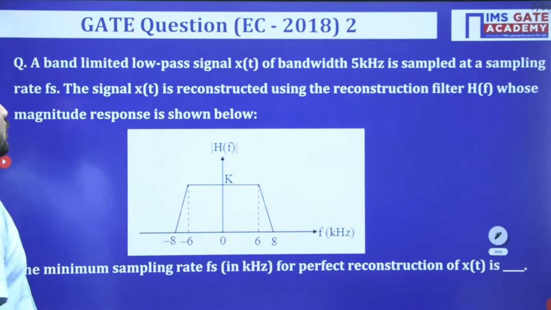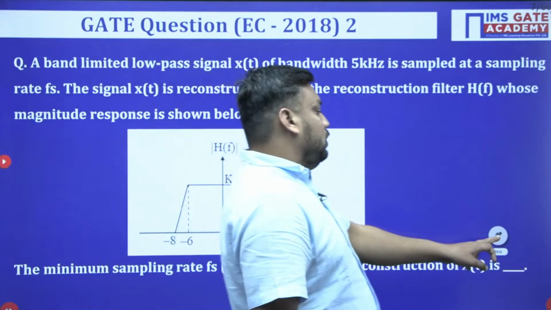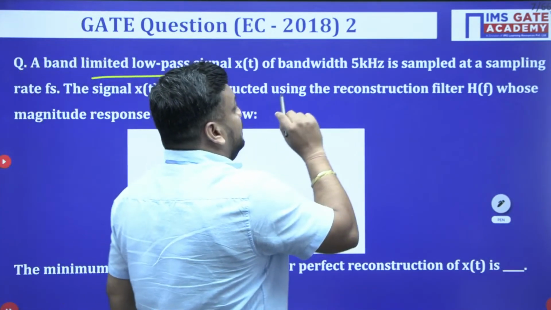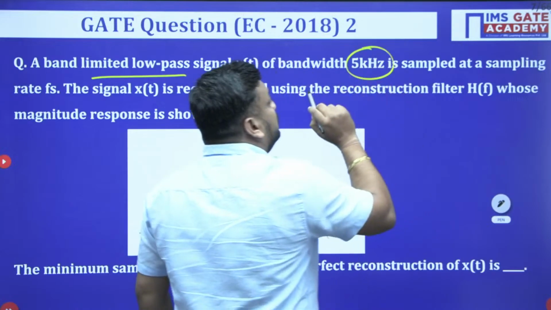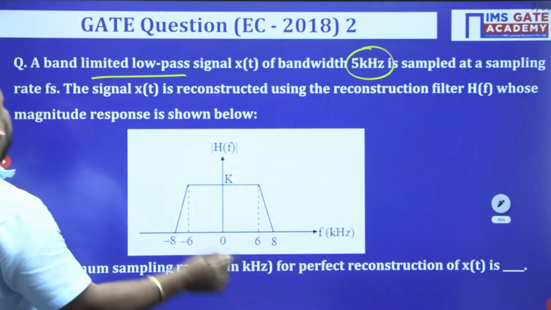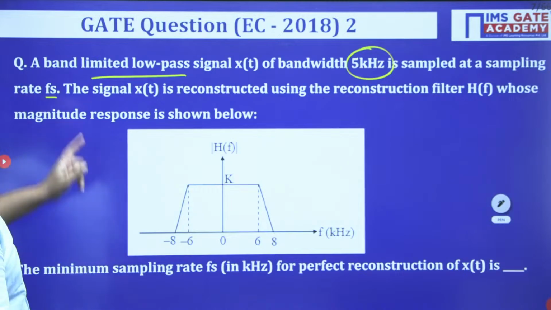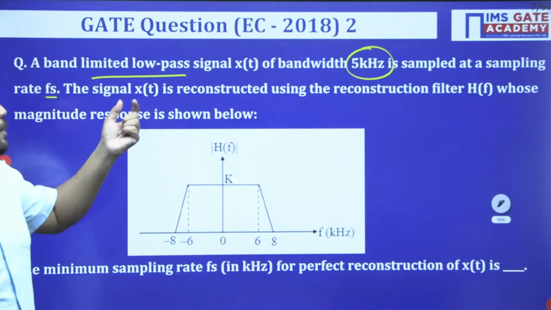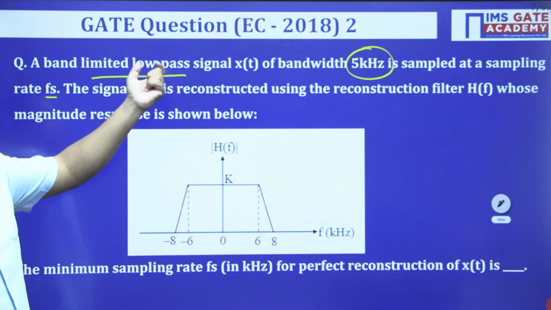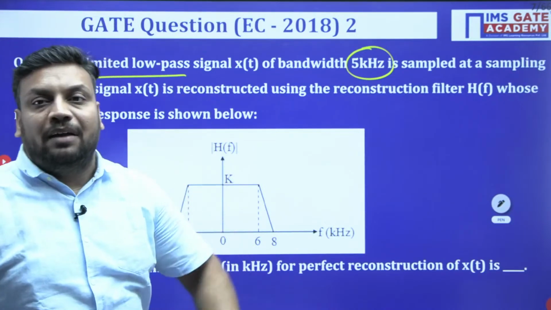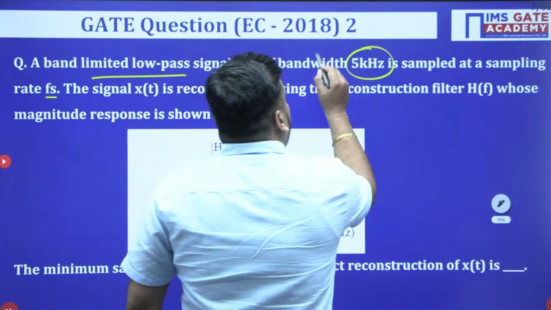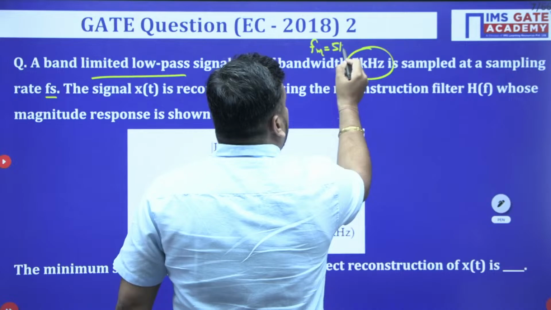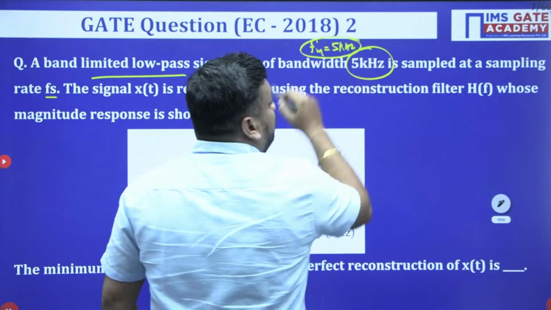Yes, shabash. Again a very good question is coming, 2018 2 marks question. A band limited low pass signal x(t) has 5 kilohertz is sampled at a sampling rate Fs. Band limited low pass signal bandwidth. Student, for the low pass signal, bandwidth is nothing but FM. So it means the maximum frequency FM is given to you. It is 5 kilohertz. I am giving you a hint.